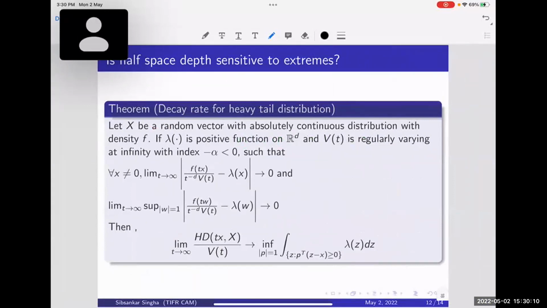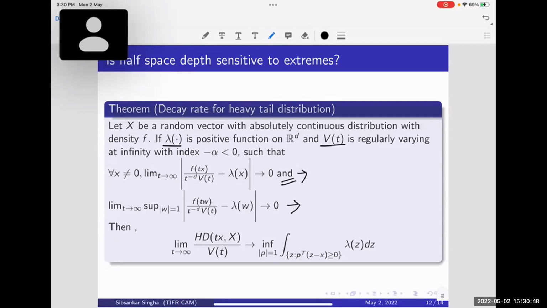Now similarly, let us see how this quantile behaves with the extremes, that means towards the tail. Here we have two results. X is an R^d valued random vector, lambda is some positive function, and V_t is a regularly varying function. Regularly varying means roughly that it is polynomially decaying, and we assume that the distribution has a density, and the density also decays polynomially. This condition gives you that it decays polynomially, and this condition gives you that the decay is uniform.